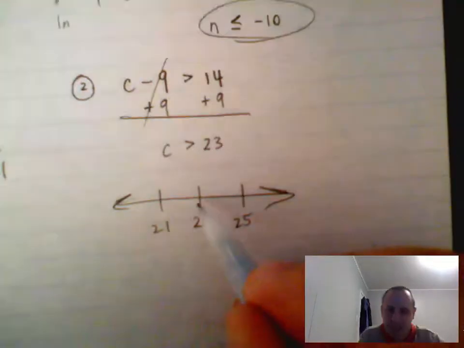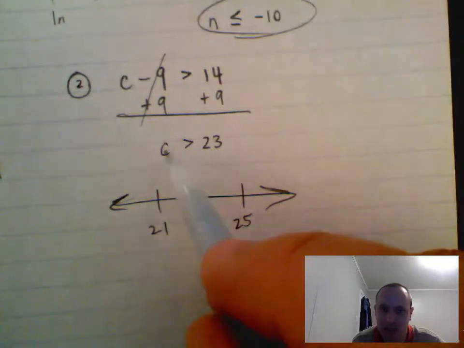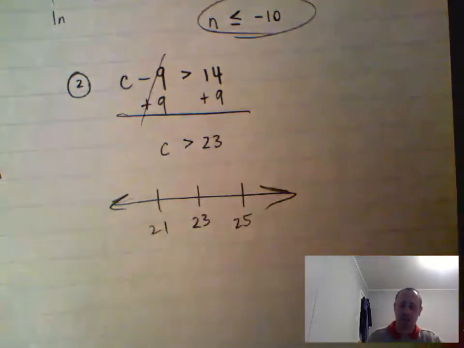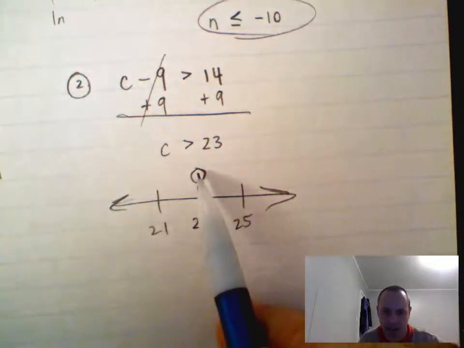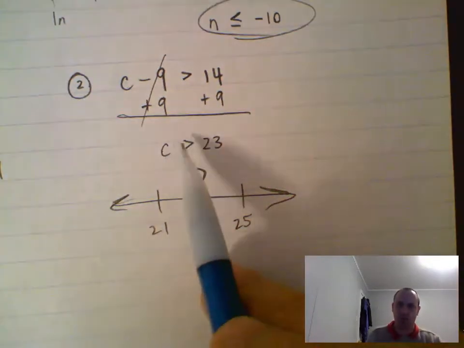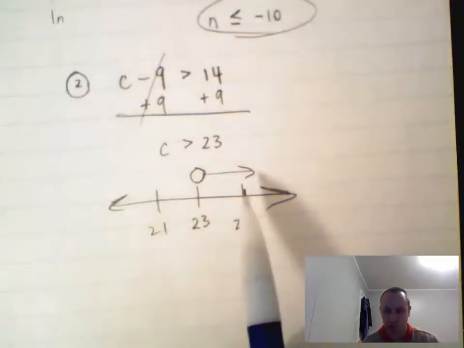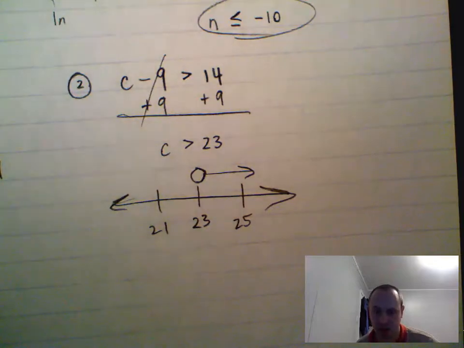Now, could it be 23? No, because it doesn't say c is equal to 23. It doesn't say c is greater than or equal to 23. So c could not be 23. So 23 has to be hollow. It could not be that one particular spot. So if it's c is greater than 23, then it could be 23, 24, 25, 26. So our arrow has to go that way. C is greater than 23.